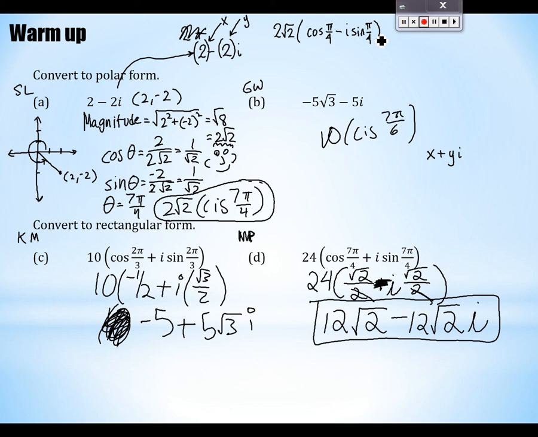Root 2 over 2. Okay, so does that give you a 2 if you multiply by 2 root 2? And what about this guy? Sine of pi over 4 is? Okay, yeah. And then actually this is equivalent, and this is fine. It's just we traditionally like it to be x plus yi.